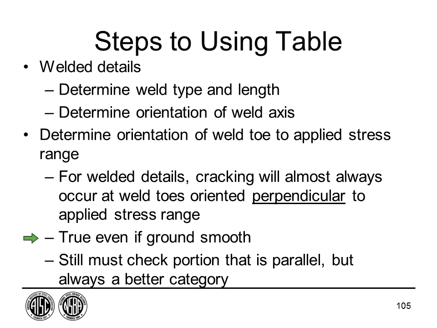We still have a weld toe if we grind it smooth, like in a complete joint penetration weld of a plate, but it's not as severe as if it's left unground. We still always check the portion that's parallel to the stress range, but it's always going to be better than at the termination.